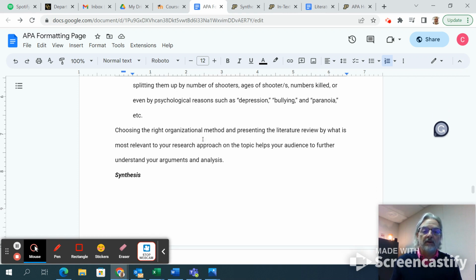Okay, so choose the right organizational method. Present your literature review based on what is most relevant, and more than that, what is going to be most beneficial to your audience, understanding why you chose those sources and how those sources have an effect and mean something to your overall paper.